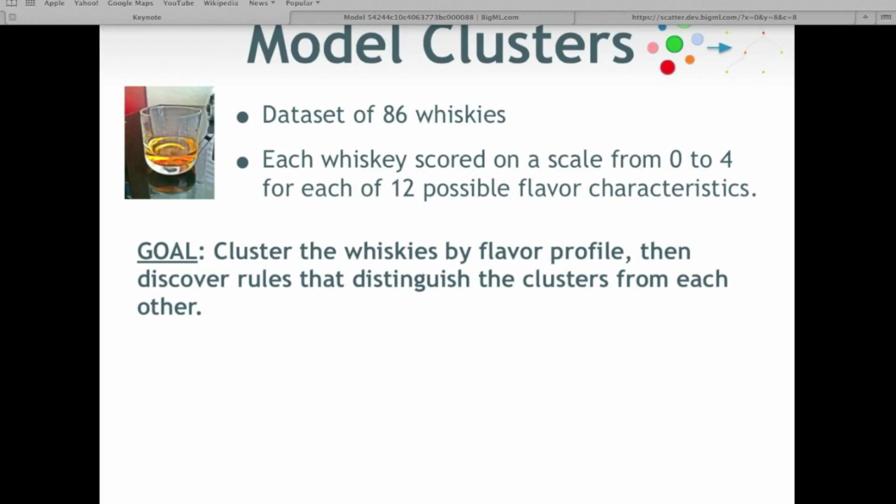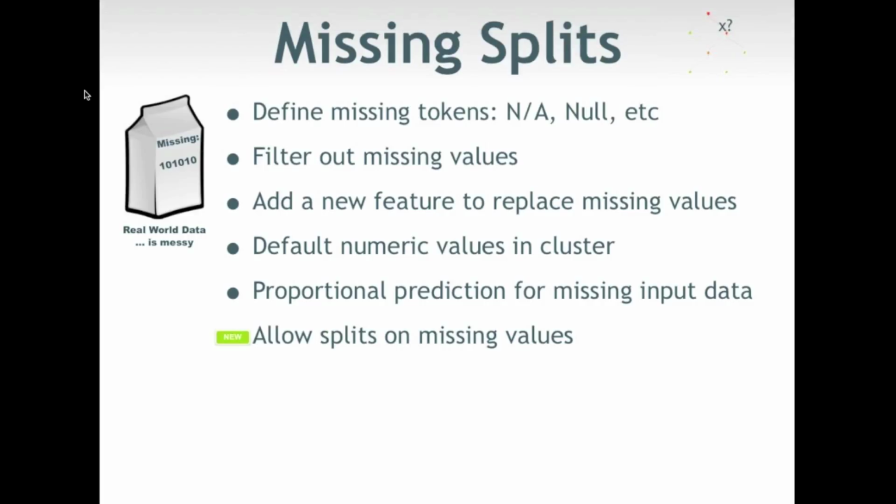Right. The next new feature we're going to look at is called missing splits. Now, one thing we know to be true is that real-world data is messy. And so BigML provides a lot of ways to deal with missing data. Here's just a quick summary. First, in the source view, you can define the tokens that represent missing values. There are several predefined tokens, but you can extend them easily.